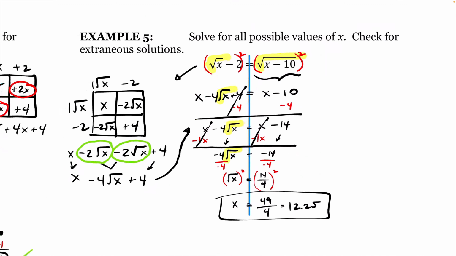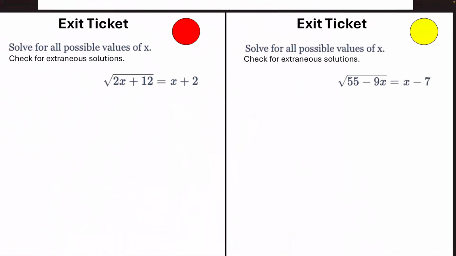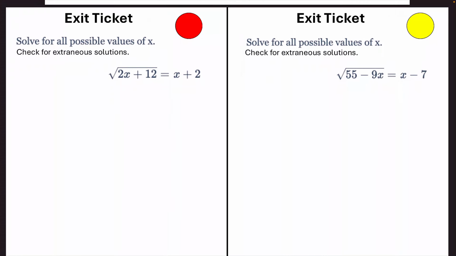So put your name on one side, and then on the other side do the problem. Depending on what seat you're at. If you're at a red dot seat, if you're on the left side, you're going to do the red dot problem. If you're on the yellow side, you're going to do the yellow dot problem. Okay?